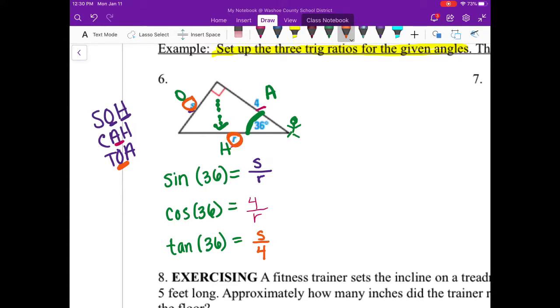So now that I have my three trig ratios set up, I have to decide which ones I'm going to use to solve for these variables. When I look at sine as my option, I have both s and r on there. It's not helpful to have two different variables in an equation. I cannot solve for either variable using that one, okay? Here, for cosine of 36, I do have only one variable, and that's exactly what I need. I need to find one variable at a time.